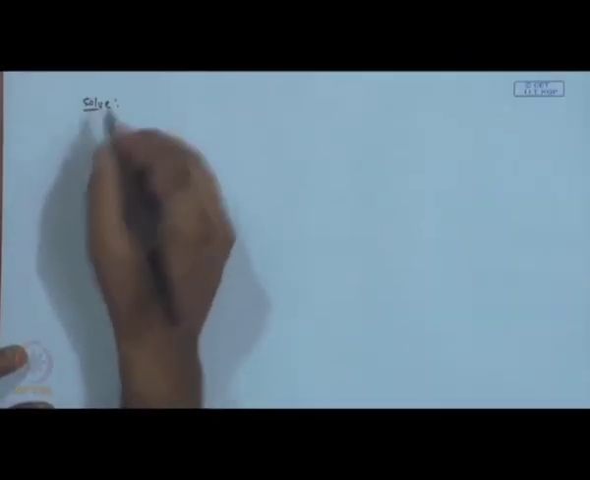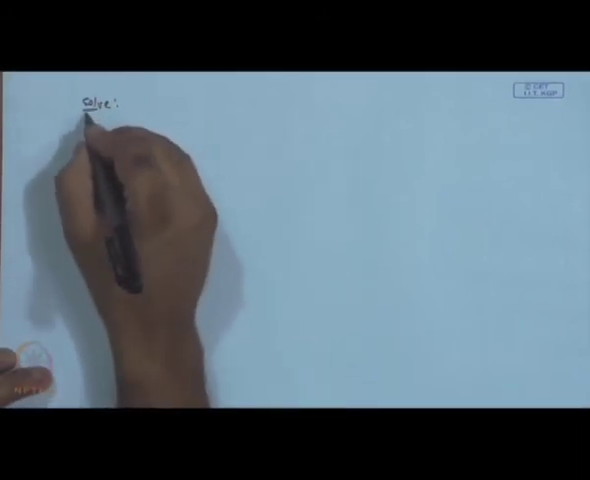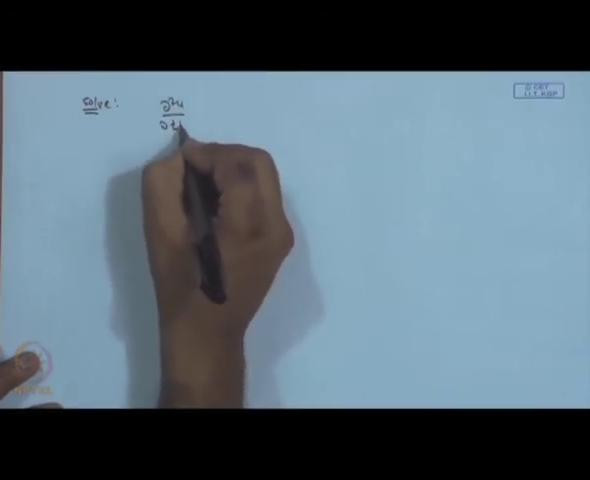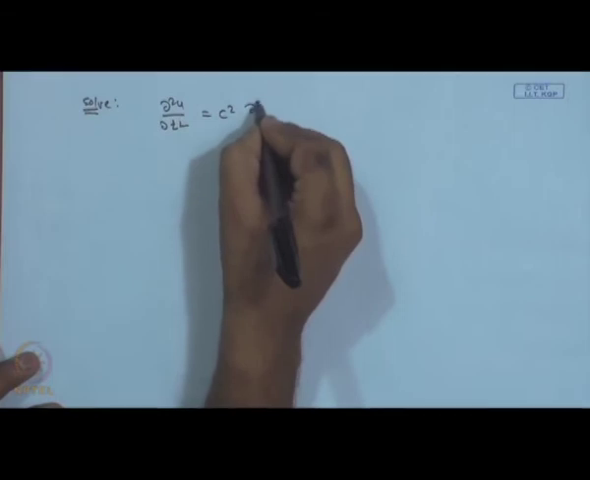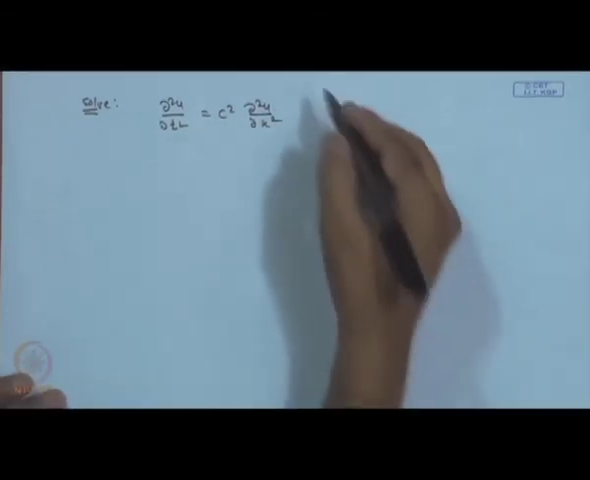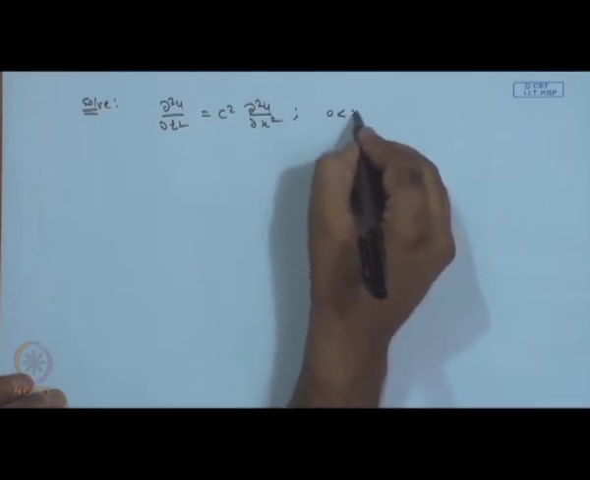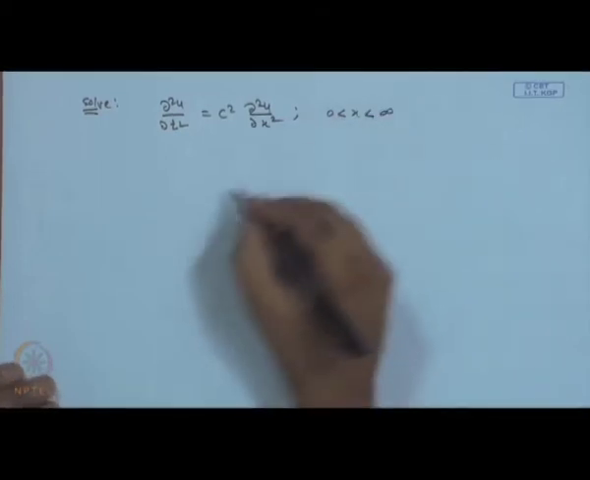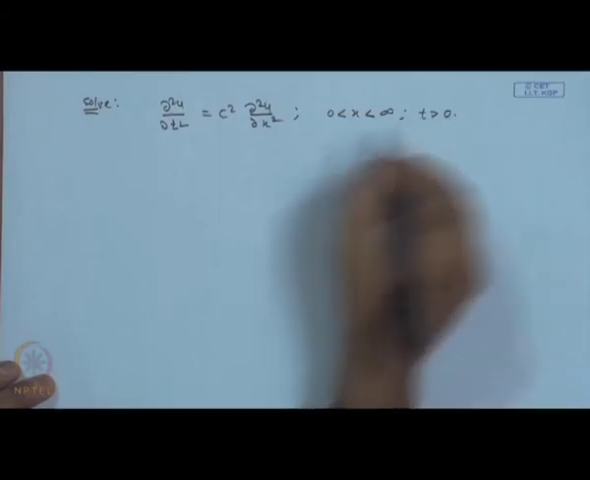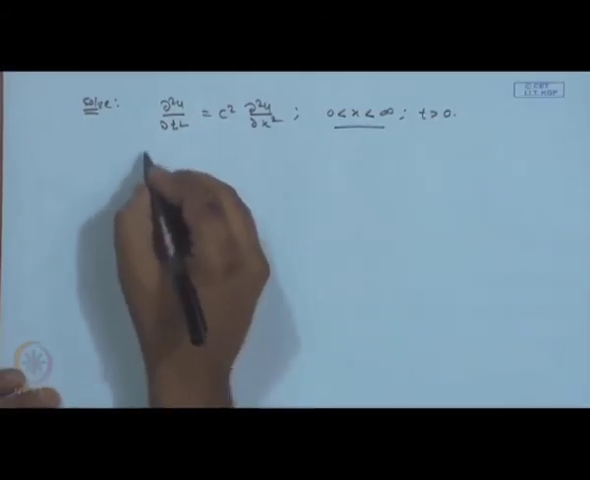So, just one more example for the wave equation, and then at the end we will solve the Laplace equation. So, we have del 2 u over del t square equals c square del 2 u over del x square, and this is given for t positive. So, in the half range we have this problem.